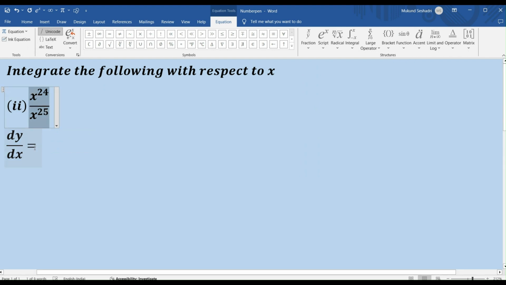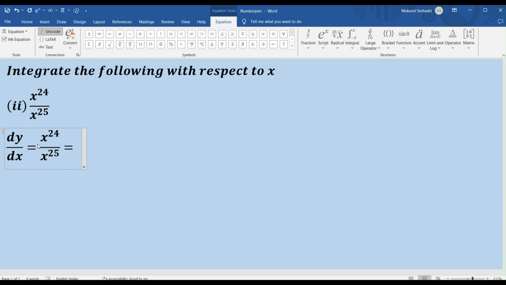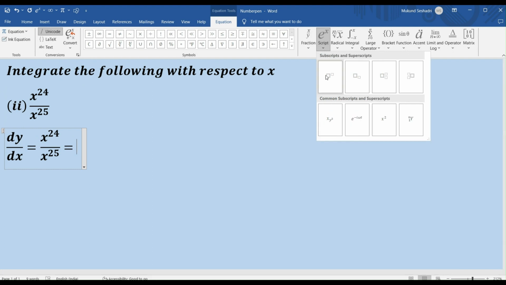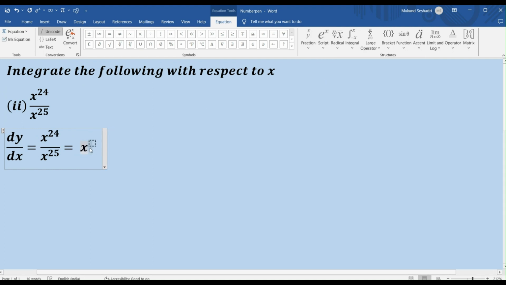And I have x to the power 24 divided by x to the power 25, which means I have x to the power 24 minus 25, which is nothing but 1 by x. So this is what I have. And I want you to immediately draw a parallel to what we have learned in our first principles. I know that when my dy by dx equals 1 by x, my y equals log of x.